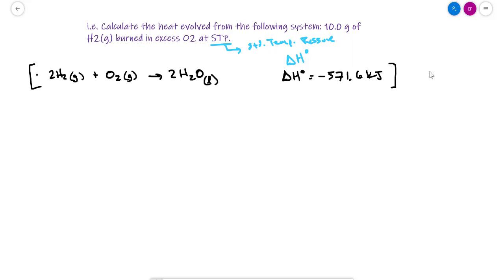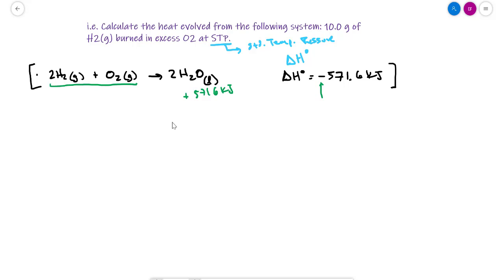So what direction is the energy flowing just by looking at this value? Hopefully you can see that the energy is leaving the system, this being the system, the hydrogen plus the oxygen, and the surroundings being everything else that's surrounding the system. And so energy is going to be leaving the system, so you're going to get water plus 571.6 kilojoules of energy or heat. So we're being asked to calculate this heat for 10 grams of H2.